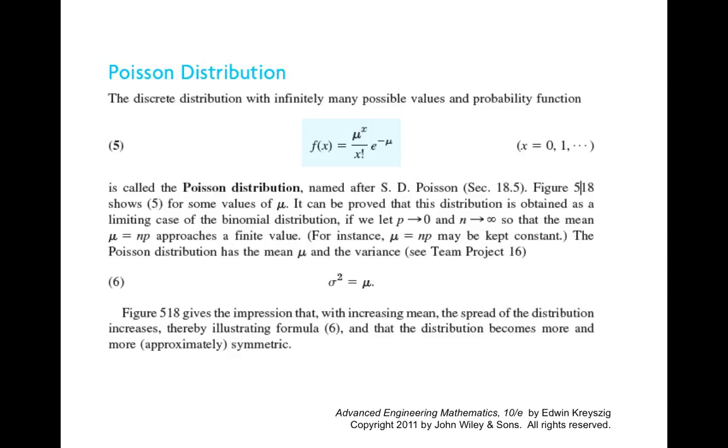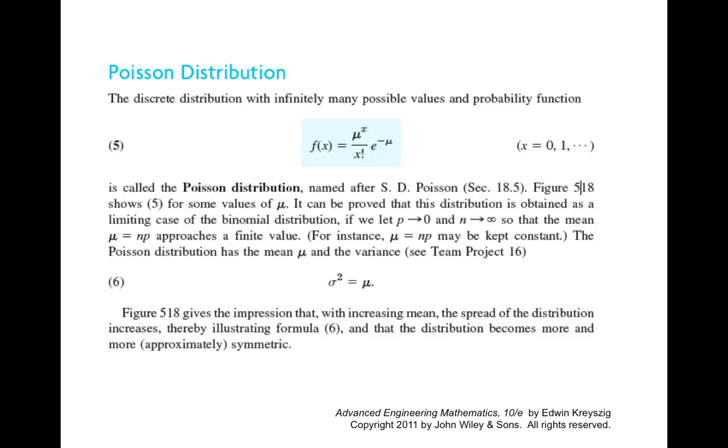The Poisson distribution is basically a discrete distribution that has infinitely many possible values. And so the probability function is represented as follows, where mu is the mean and sigma is the variance. So the Poisson distribution has mu to the x over x factorial, e to the minus mu. The Poisson distribution is used to describe discrete distributions that have an infinite number of values.